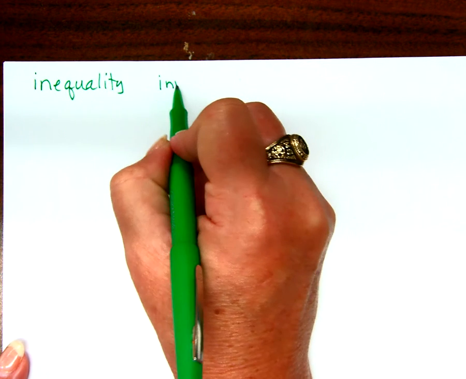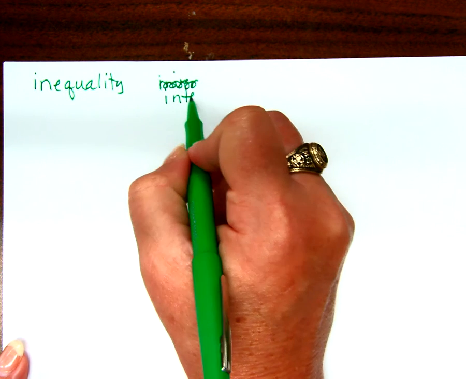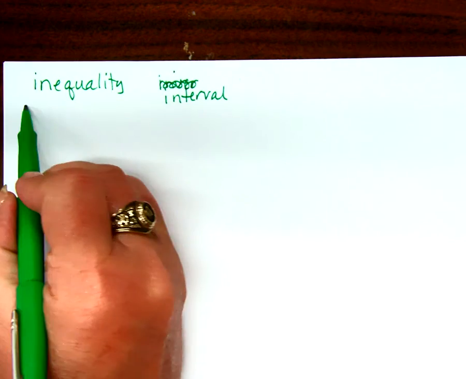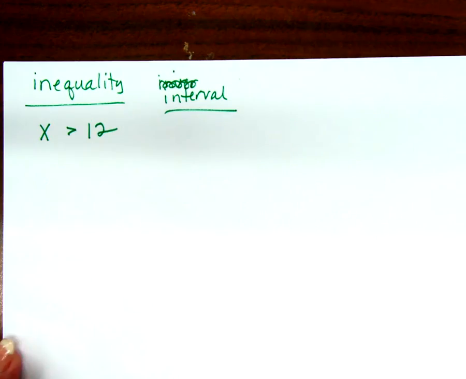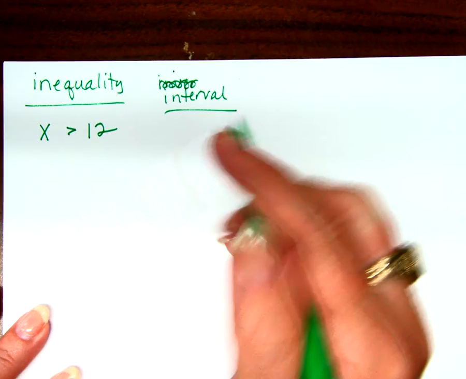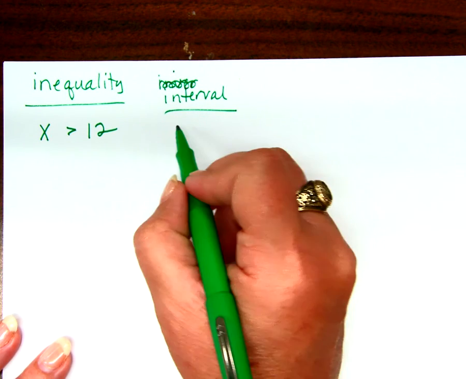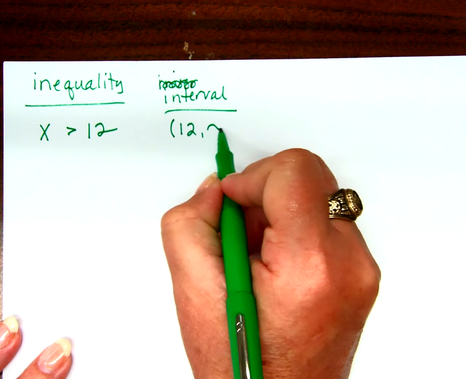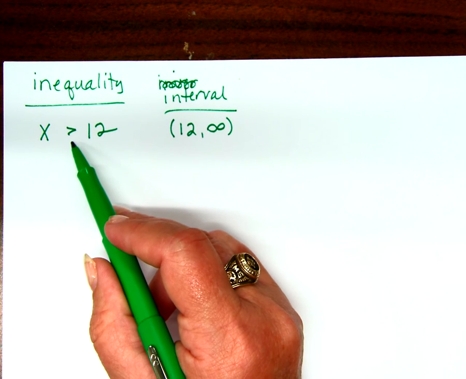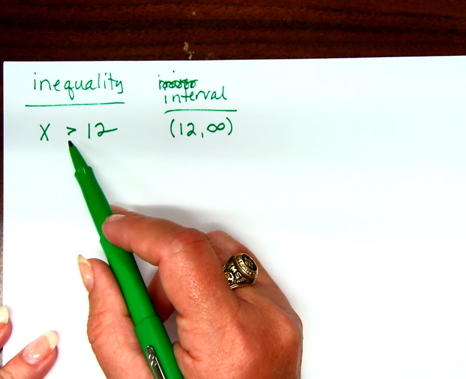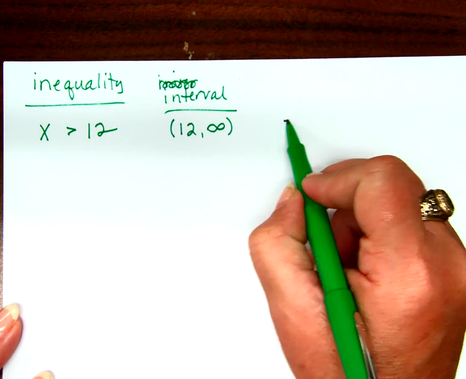Inequality notation and interval notation. Inequality notation looks like x is greater than 12. In interval notation, this says everything greater than 12. So we start at 12 and go to infinity. We have a parenthesis on the 12 because the 12 is not included as part of our domain. If it was included, this would say greater than or equal to. Remember that?